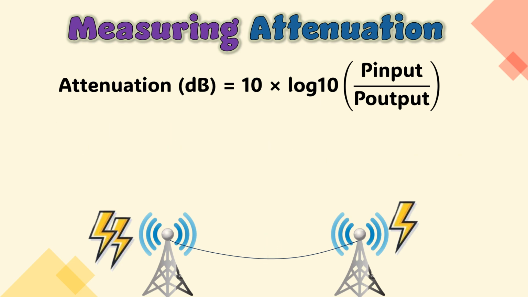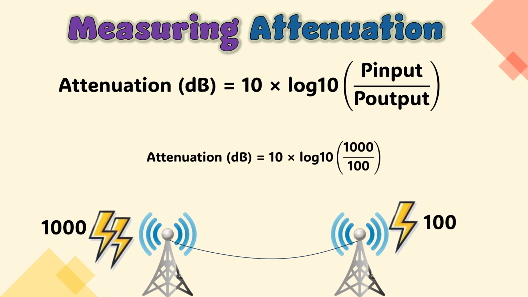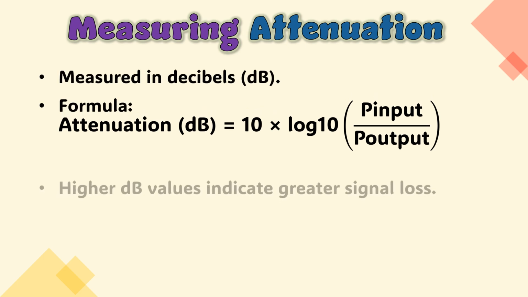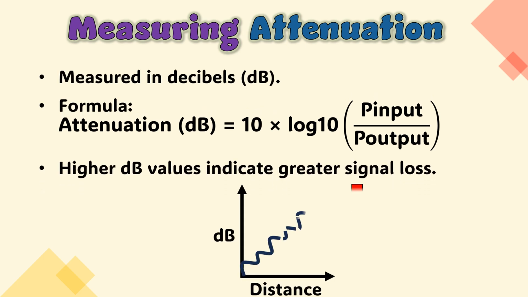For example, if the input power is 1000 watts and the output power is 100 watts, the formula would look like this. Attenuation is equal to 10 times log 10 of 1000 divided by 100, that simplifies to 10 times log 10 of 10, and log 10 of 10 is just 1. So, attenuation is equal to 10 decibels. This means that the signal has lost 10 decibels of power. A higher dB value indicates greater signal loss.